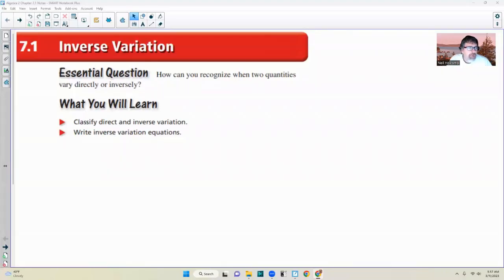Okay, this is chapter 7.1, inverse variation. The essential question is, how can you recognize when two quantities vary directly or inversely? So what you will learn in this chapter is how to classify direct and inverse variations and how to write inverse variation equations. So let's take a look.